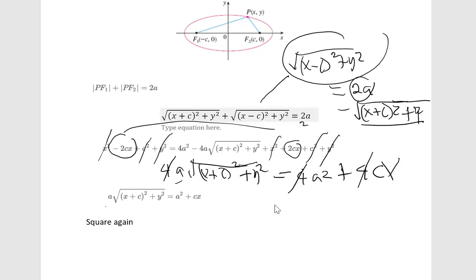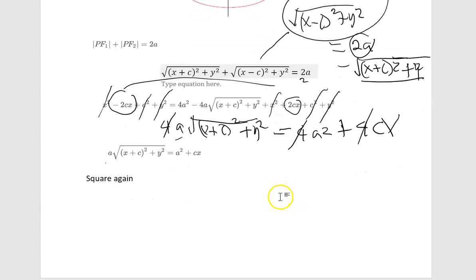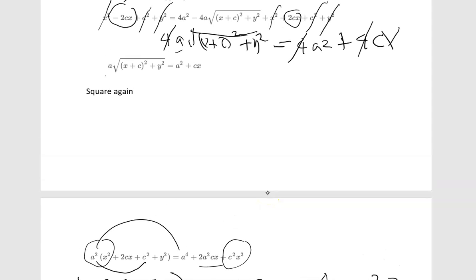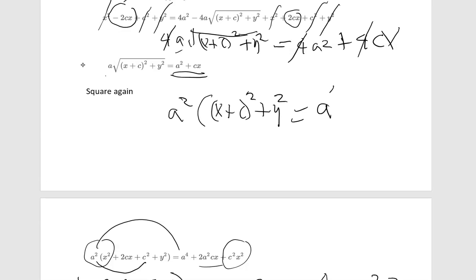4 is cancelled. So a is there. A times the square root of x plus c squared plus y squared is equal to, on this side, a squared plus cx. And now if I square it again, what do I get? The square of this will be a squared, and when I square, the square root will go off and I get x plus c squared plus y squared. And on this side, I get the square of this, which will be a to the fourth plus twice the middle term, twice a squared cx, plus c squared x squared.